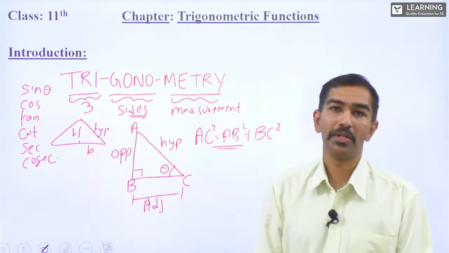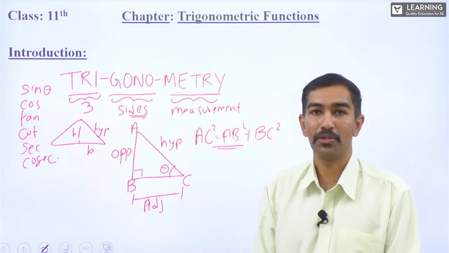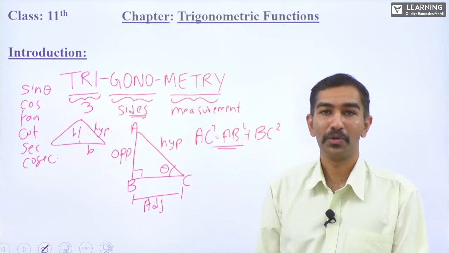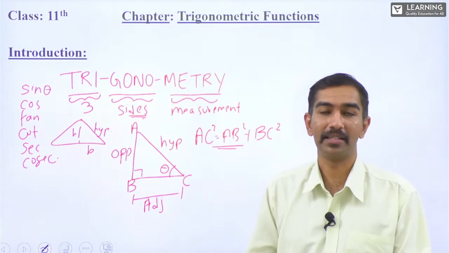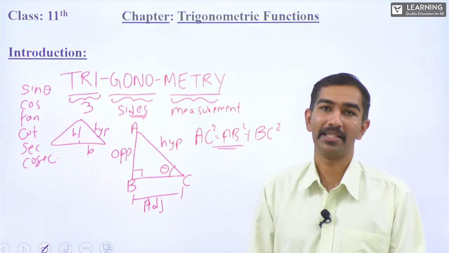Why only 6 ratios, students? Why not 7, 8, 9 or 10 ratios? The answer for this is given by another chapter, which you will be studying in further classes. That is nothing but permutations and combinations.